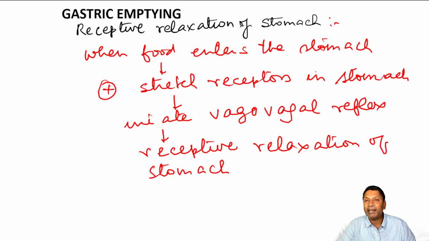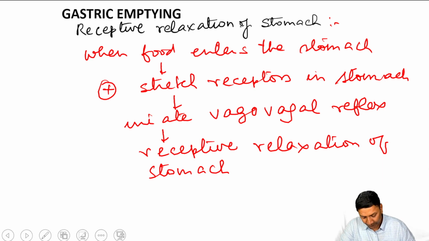Then after the food enters the stomach, this food will be broken down into smaller size. These small food particles are converted from solid to semi-solid or into a paste, and the semi-solid food particle which is small in size is called the chyme.